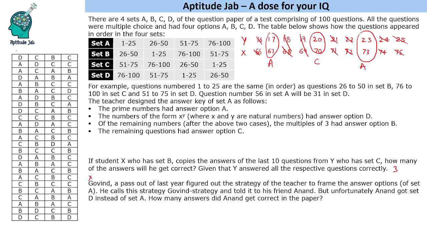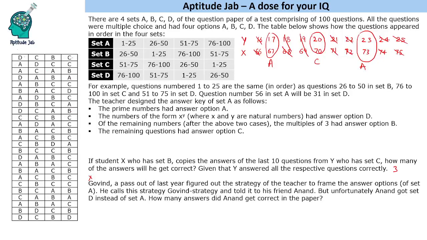Okay, so this is for set A, and we have to map for set D. So set D 1 to 25 is 76 to 100. So if he blindly copies this, this will be his questions 1 to 25. This is the actual, this is his question. So C is not matching, C is not matching, B is not matching, A is not matching. So he is not getting any success thus far.